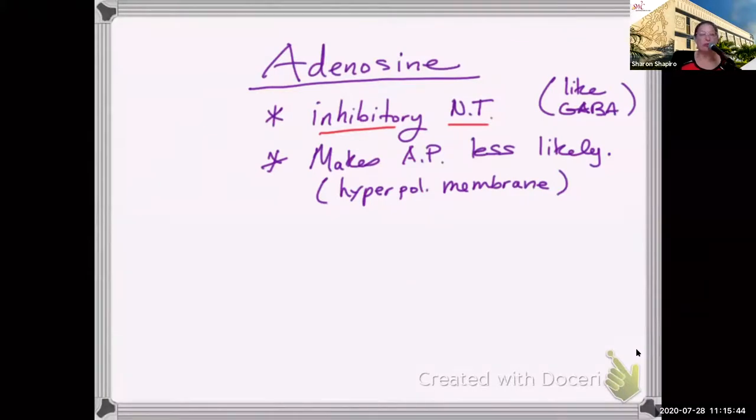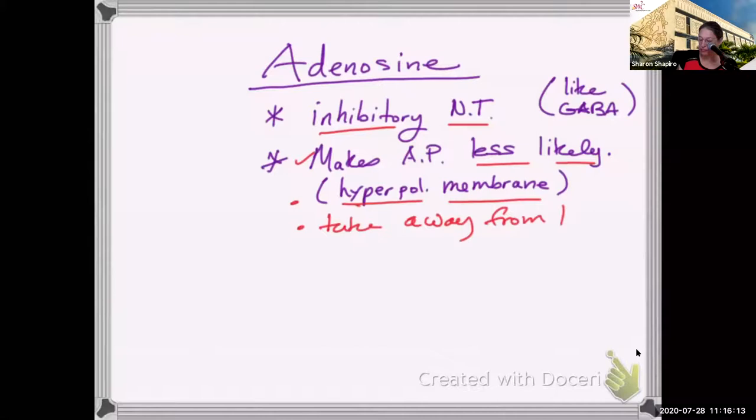A very poor performing question on the exam actually was being able to know the three characteristics of an inhibitory neurotransmitter and the three characteristics of an excitatory neurotransmitter. Inhibitory neurotransmitters, they make action potentials less likely. They do that by hyperpolarizing the membrane, which is another way of saying it takes it away from threshold. Excitatory neurotransmitters do the opposite. They make action potentials more likely because they depolarize the membrane, because they make it go towards threshold.